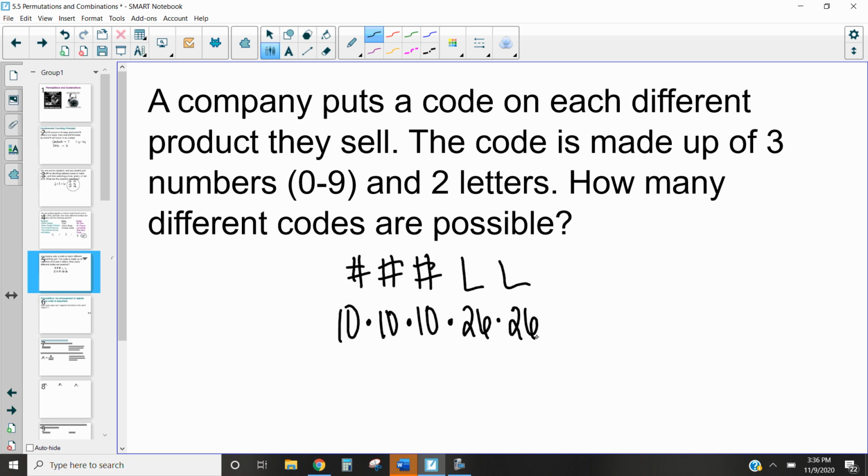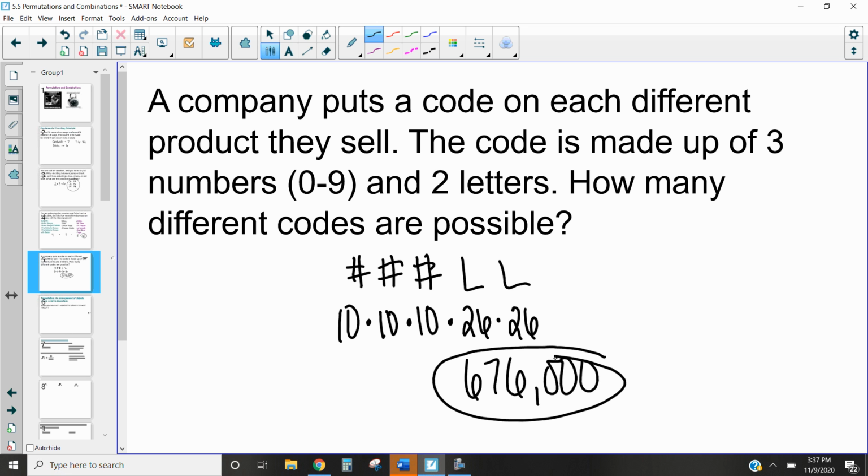So I multiply 10 times 10 times 10 times 26 times 26. I'm going to end up with 676,000 options. So that's just 3 numbers and 2 letters. Imagine the combinations that we could have if we had 8 numbers and 7 letters or something like that. We can look at millions of possibilities here.